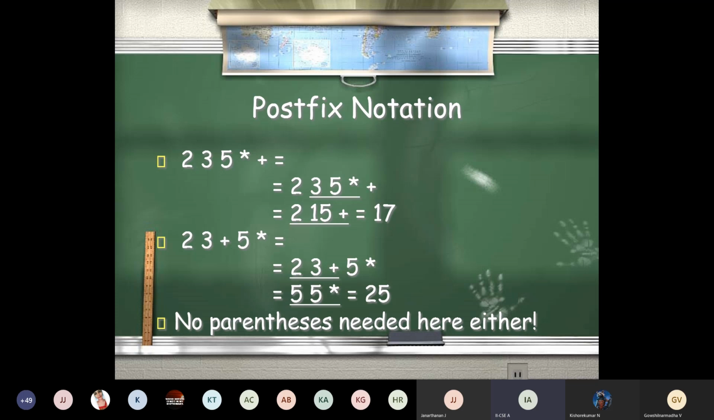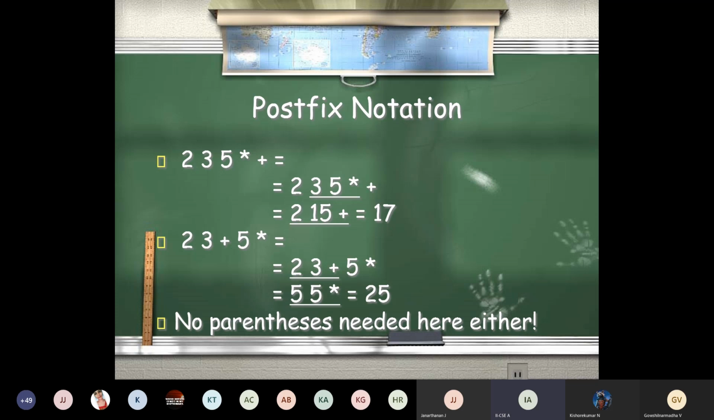I have 2 3, then I have a plus. Whenever there is an operator, you take the 2 immediate left-hand side operands or values and apply plus on that. So 2 3 plus, when I'm applying plus on 2 3, you get 5. Okay, so it is 5 and then 5 star. This 5 star comes as such. Now from the left-hand side, once again you scan 5 5 star. This star will be applied on the 2 immediate left-hand side values. So you'll get the answer 25.